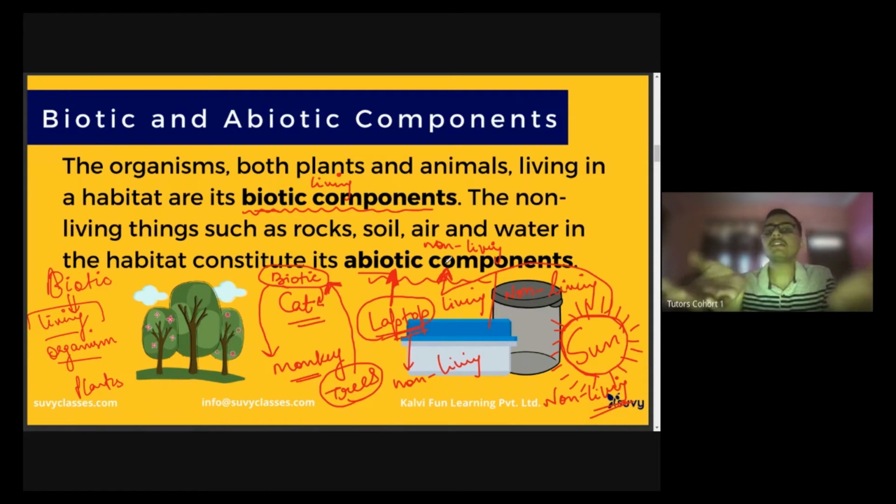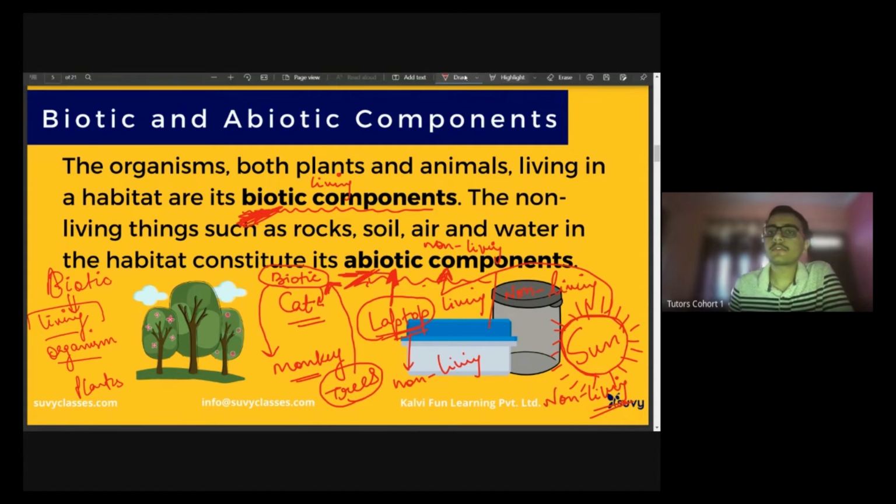Fine. So basically, it's not tough. It's just a new topic for you. Just think in your mind that if a thing is living, it will be termed as a biotic component, and if it is non-living, it will be termed as an abiotic component. There is a difference here between abiotic and biotic.